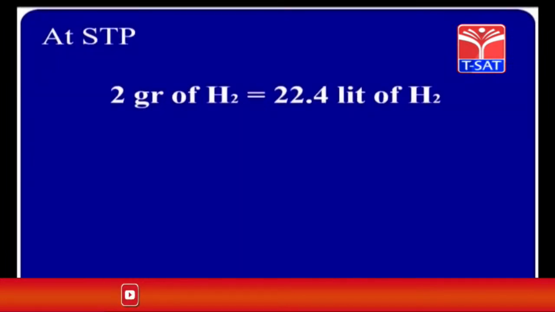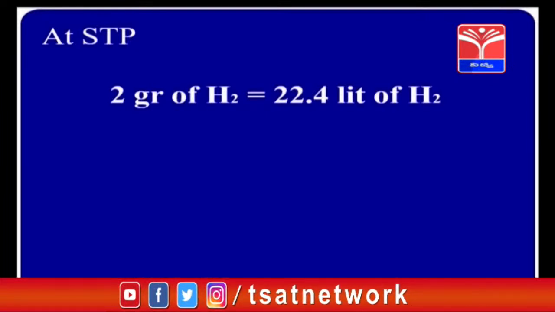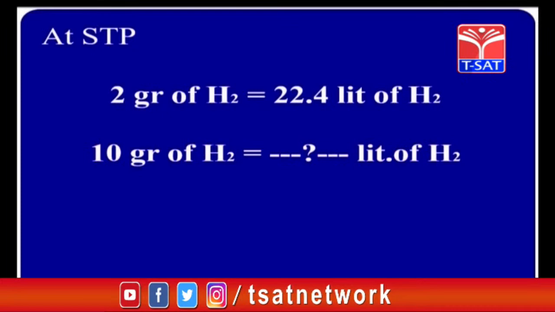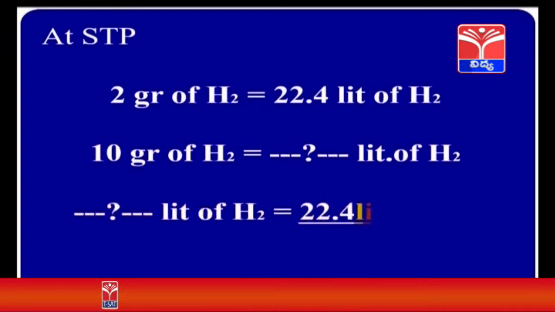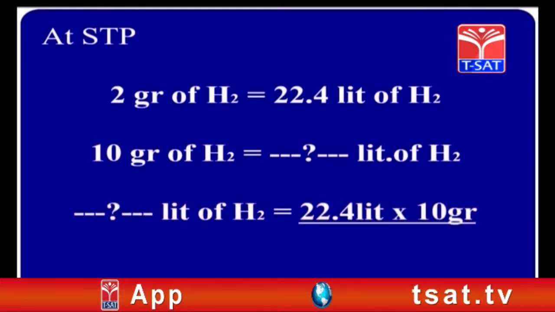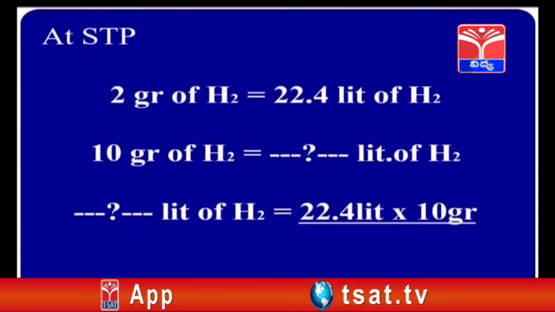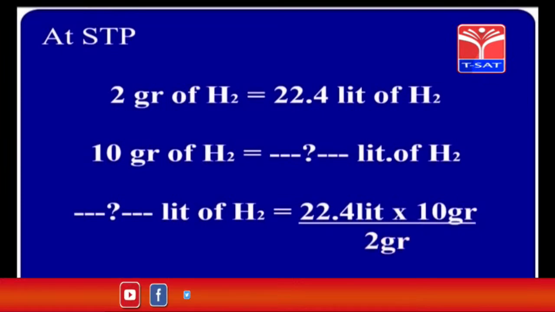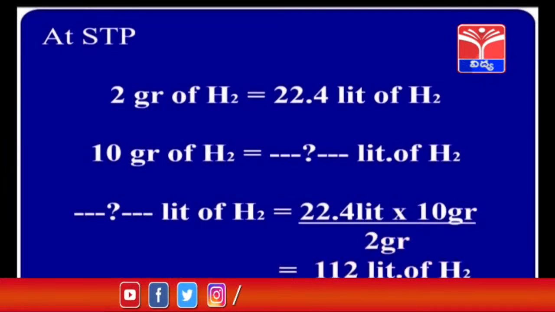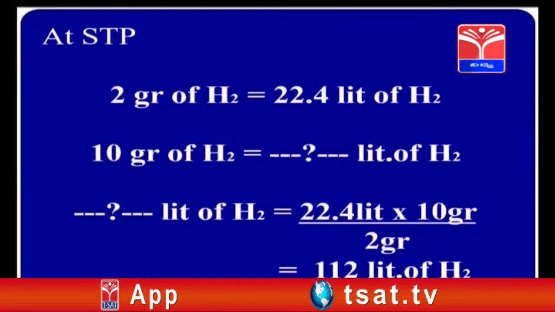We know that at STP 2 grams of hydrogen is equal to 22.4 liters. Then 10 grams of hydrogen is equal to how many liters of hydrogen? So the number of liters of hydrogen is equal to 22.4 liters into 10 grams divided by 2 grams. By solving this, you will get 112 liters of hydrogen. It means in the above reaction, the volume of gas liberated is 112 liters of hydrogen.